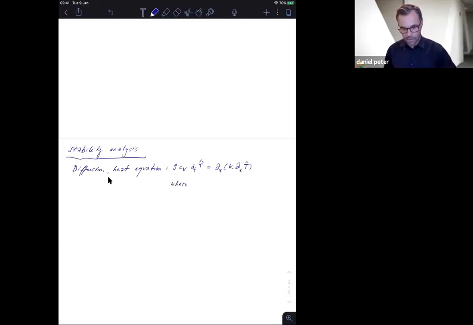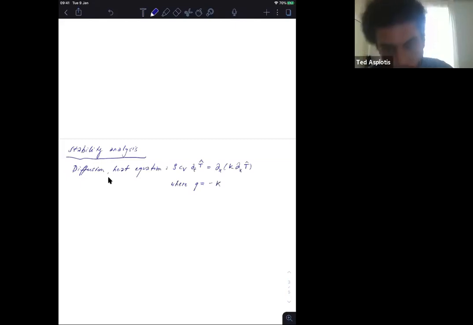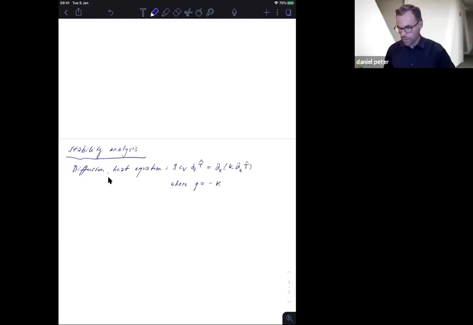Where we had Fourier's law, basically the heat flux was equal to the negative of the conductivity times the spatial derivative of the temperature. So heat flows in the opposite way, like the gradient of the temperature. This is the heat flux.